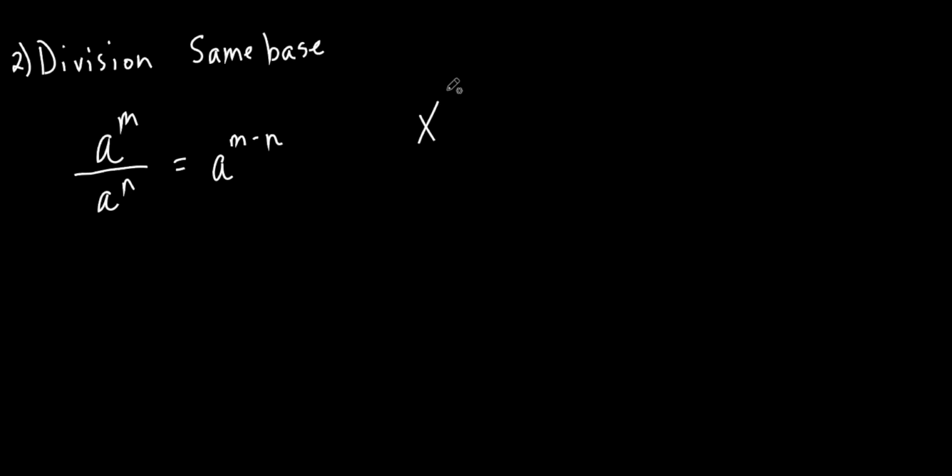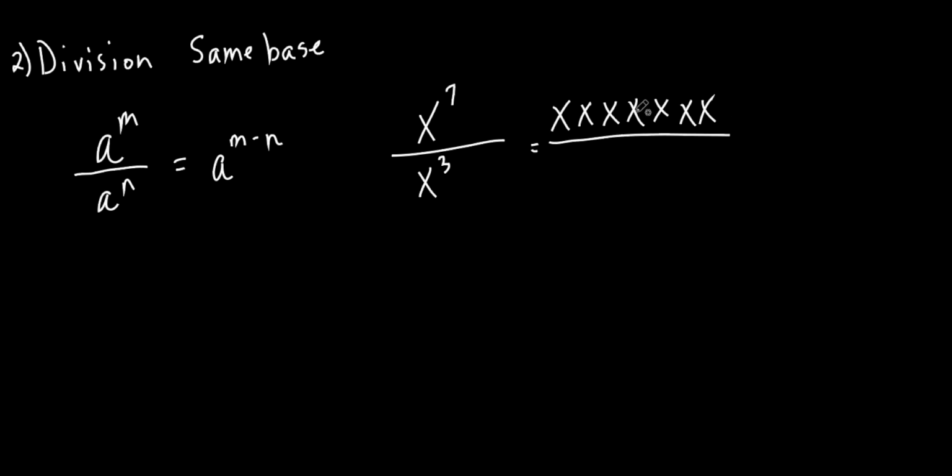What if I had x to the 7th divided by x to the 3rd? Now you might be able to do that in your head. Should be able to. But I'm going to show you why it works. X to the 7th. 1, 2, 3, 4, 5, 6, 7. There's 7 x's. That is x to the 7th. Agreed? Because it's x times itself 7 times, right? And then x to the 3rd is what? X times x times x.